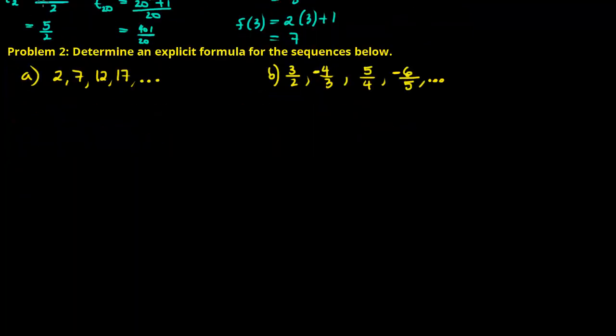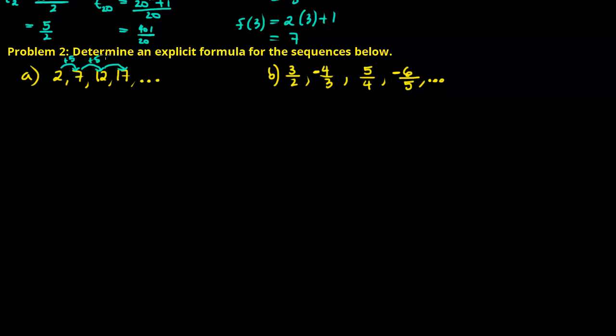So here we've got a sequence where we have 2, 7, 12, 17. One of the things to note here is that with every successive term we're adding 5.